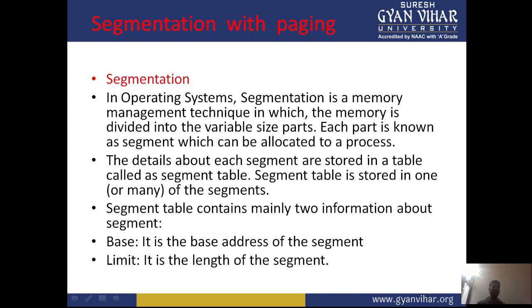So there is a certain translation of the logical address. There is a segment number and an offset. The segment number is mapped to the segment table, and the limit of the respective segment is compared with the offset. If the offset is less than the limit, the address is valid, otherwise an error is thrown as the address is invalid. In case of a valid address, the base address of the segment is added to the offset to get the physical address.